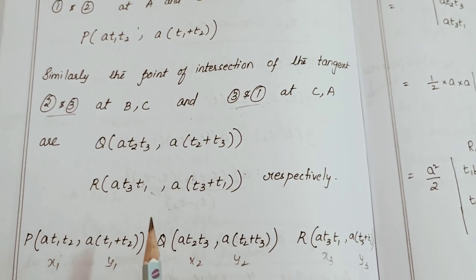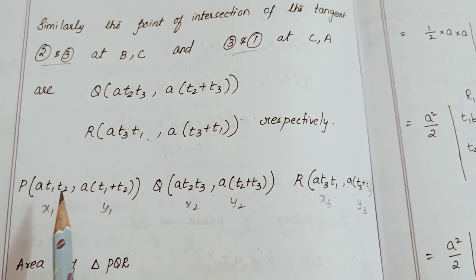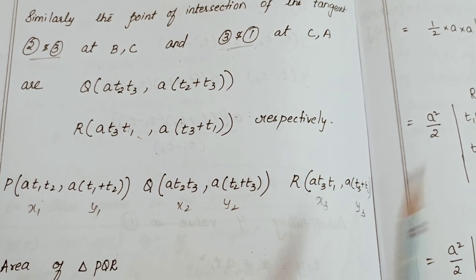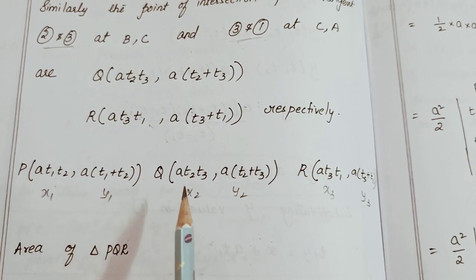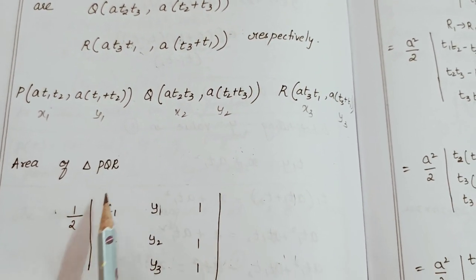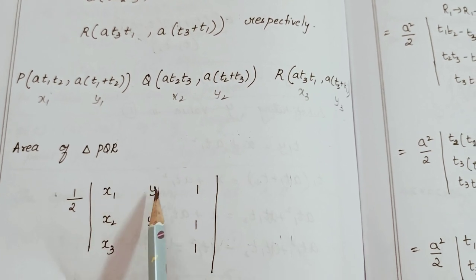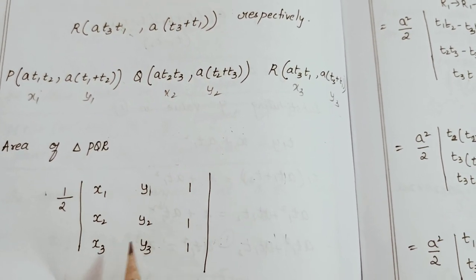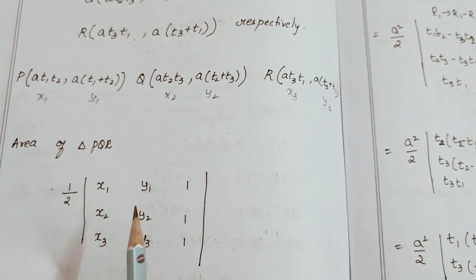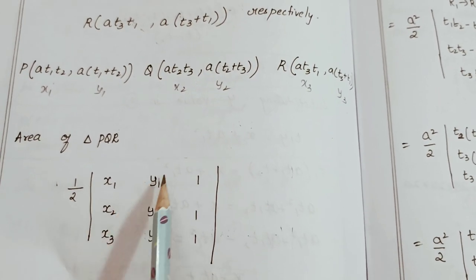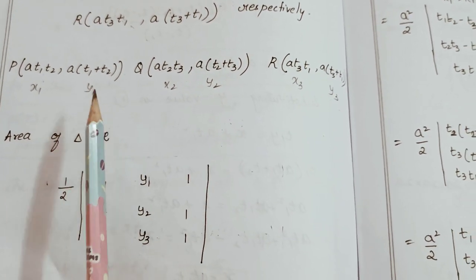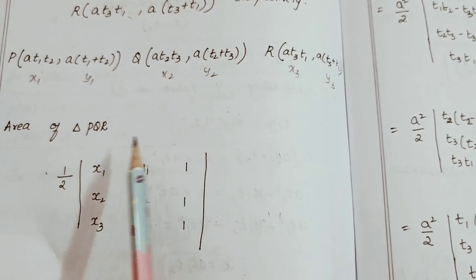Now we got three points: P is this, Q is this, and R is this. These are (x1, y1), (x2, y2), (x3, y3). The area of triangle PQR is half the modulus of the determinant with rows x1 y1 1, x2 y2 1, x3 y3 1. This is also our formula for the area of a triangle. Now we substitute all these values of x1, y1, x2, y2, x3, y3 in this.